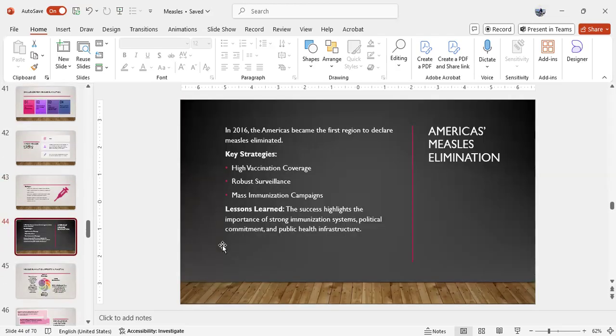America's measles elimination. In 2016, the Americas became the first region to declare measles eliminated. These strategies were high vaccination coverage, robust surveillance, and mass immunization campaigns. Lessons learned: this success highlights the importance of strong immunization systems, political commitment, and public health infrastructure.